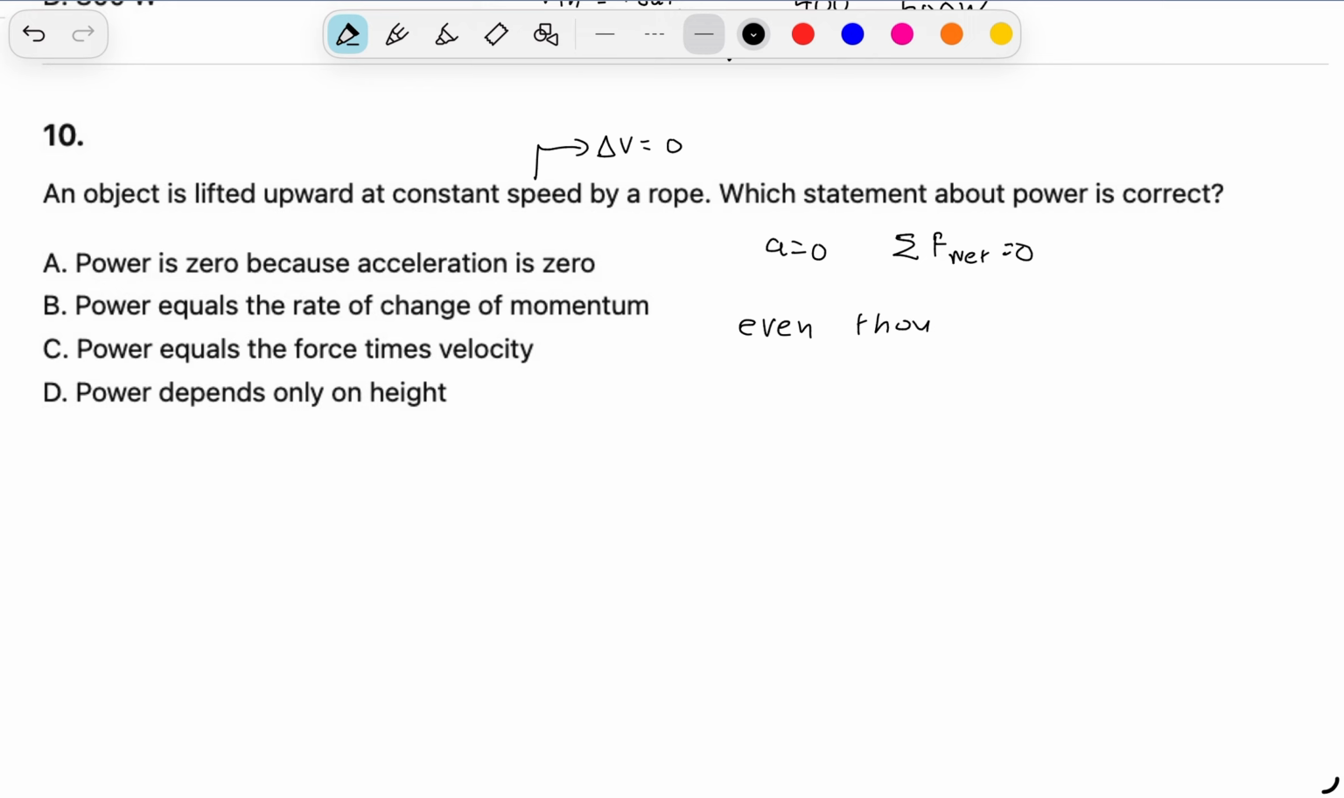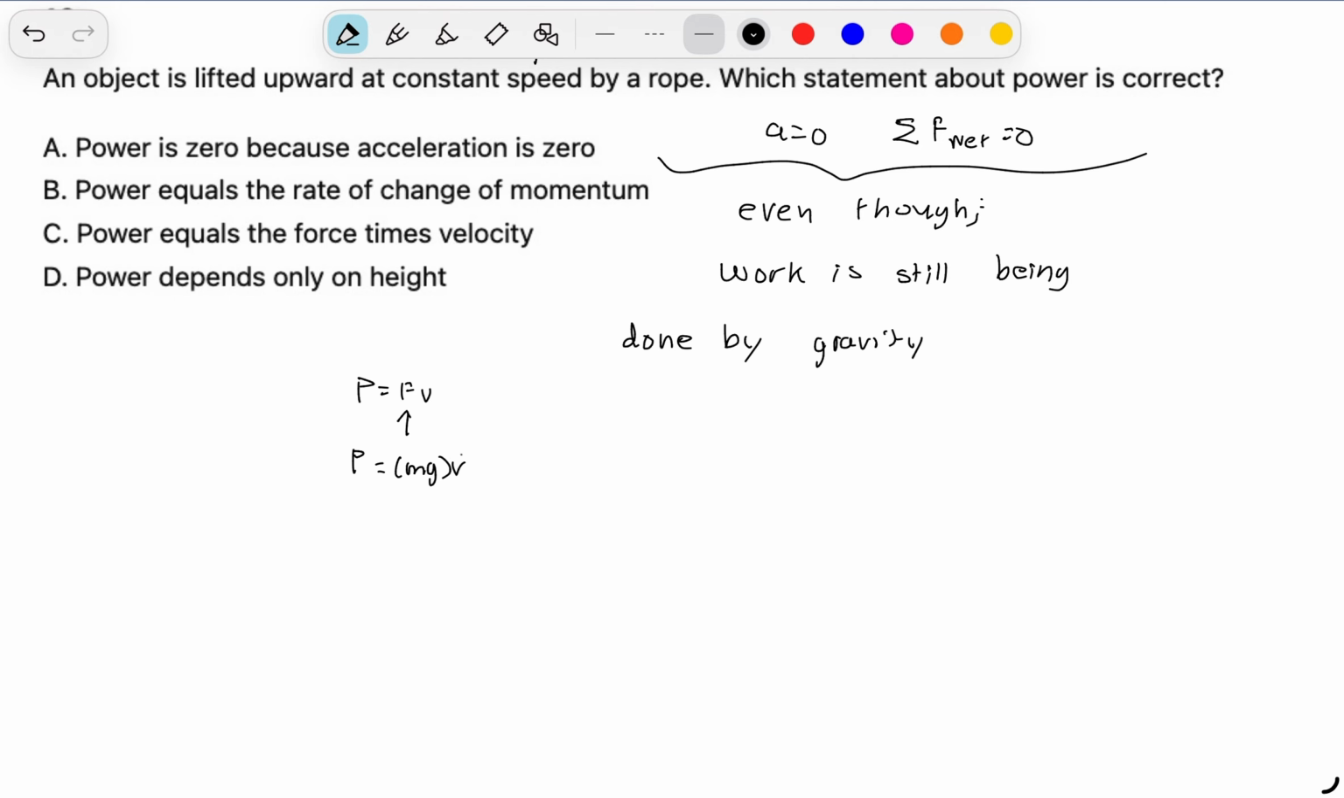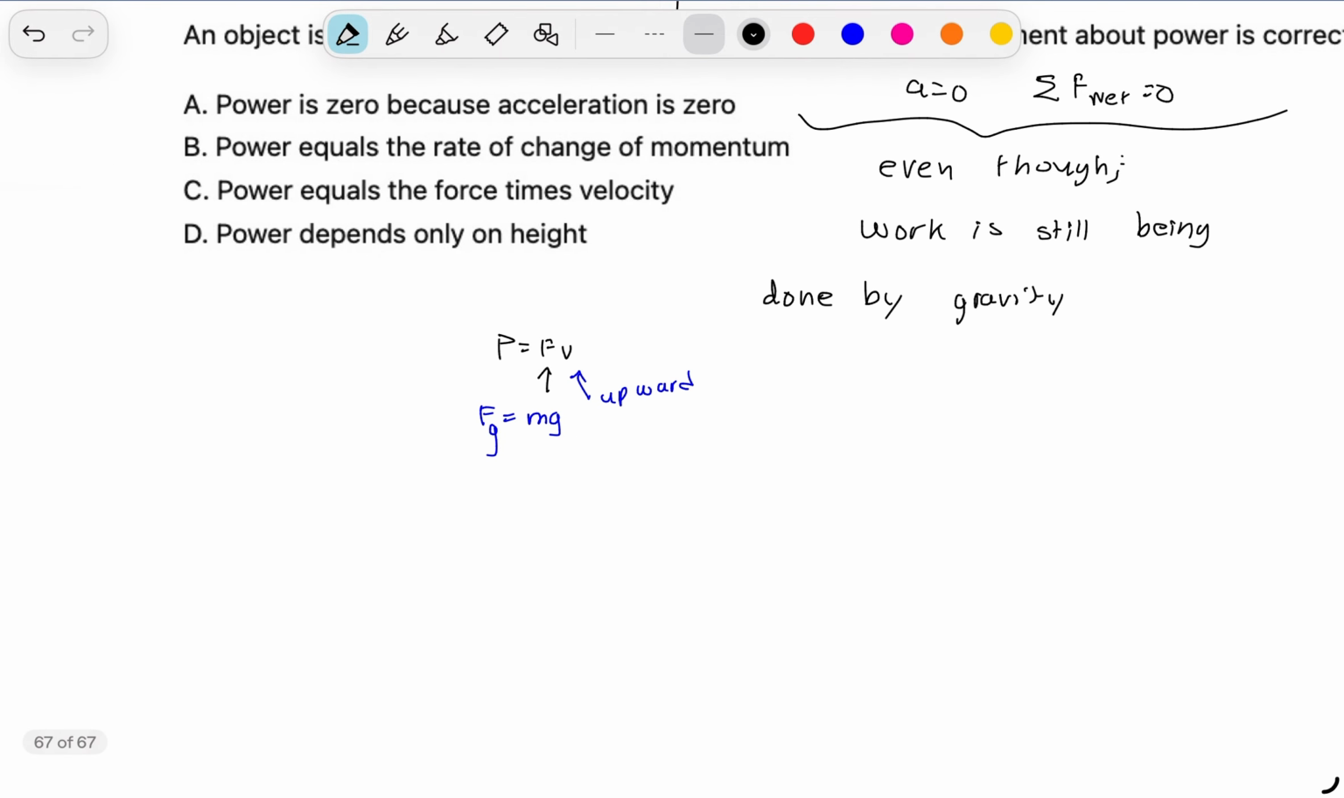Even though these are the case, work is still being done by gravity. So power is equal to force times velocity. Here your force is going to be equal to mg times velocity. And your velocity is still going to be something that's upward. So that means that your power is equal to your force times velocity still.